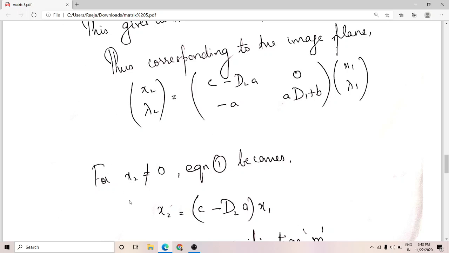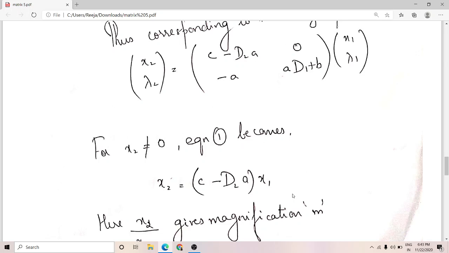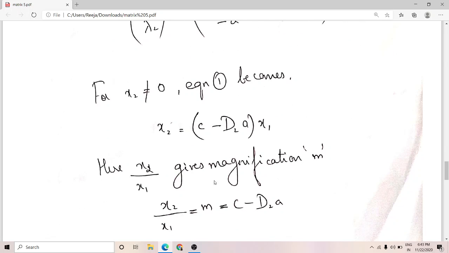For x2 not equal to 0, that is, for all other cases other than an axial point object, x2 will not be equal to 0. So what will be the equation for x2? x2 is equal to c minus d2a into x1, because the next term will always be 0. That term has vanished, so there won't be a second term. So for all other objects, the position of the image plane is x2 is equal to c minus d2a into x1.